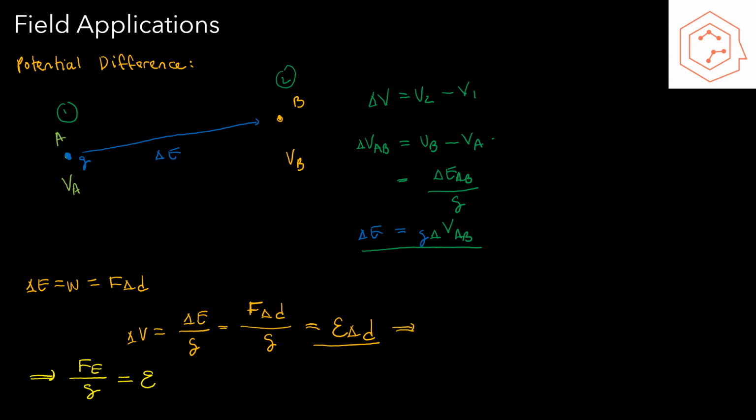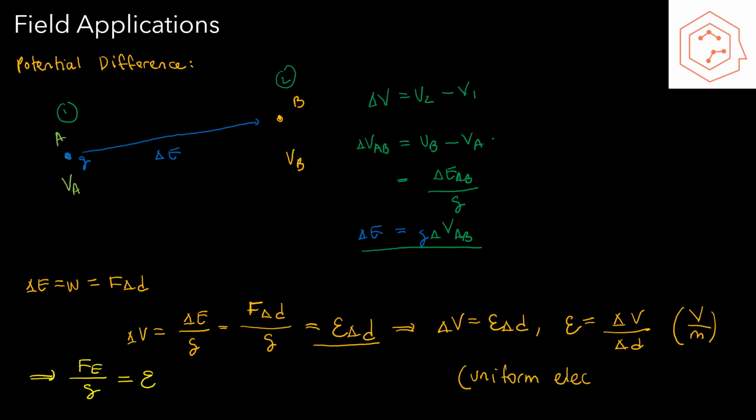So in other words, delta V is equal to E delta D, and the electric field is equal in magnitude to delta V divided by delta D, which gives the electric field units of volts per meter for uniform electric fields. So this is where your parallel plates would come in.